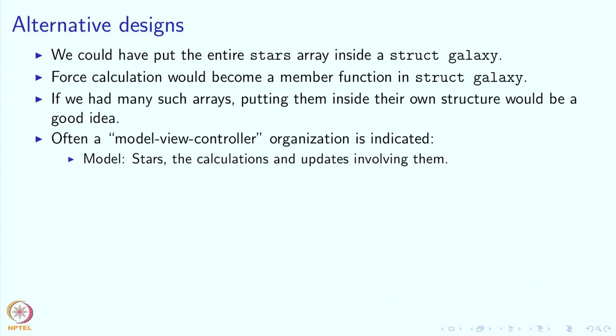And I should comment that we haven't quite done that. So let's see what we have done. We do have a model part. The stars and the calculations and updates involving them constitute our model. And what is our view? The view is showing the animation. So our view code and our model code are mixed up. And I guess purists would frown on it.